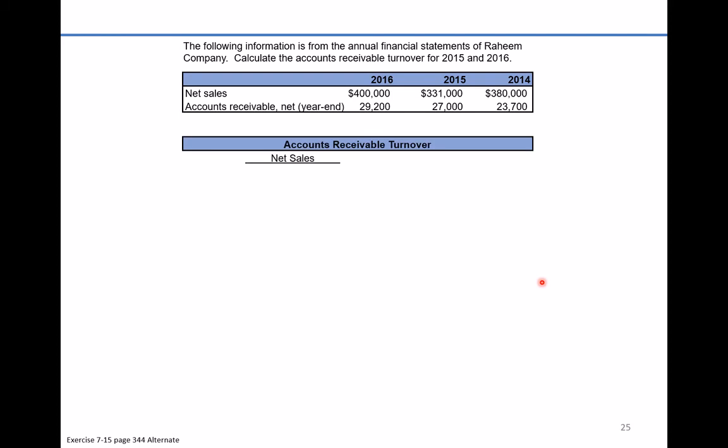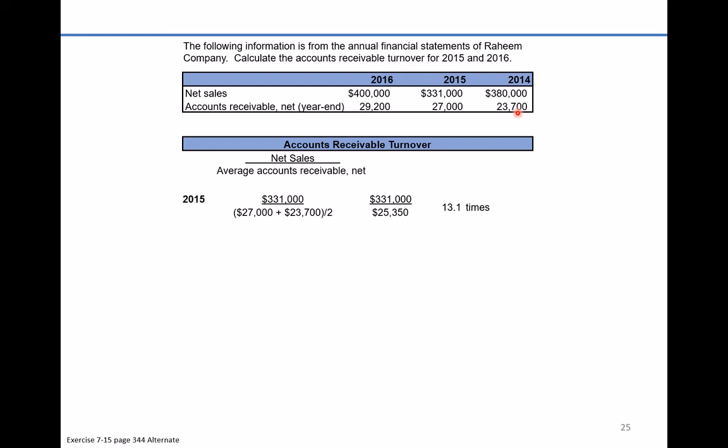So the accounts receivable turnover is net sales divided by the average accounts receivable. And for 2015, the data shows we had net sales of 331,000. Divide that by the average of 27,000 plus 23,700, and we'll see that that's 331,000 divided by 25,350. Divide that out, and we'll see that receivables were actually flipping 13.1 times. So 13.1 times throughout the year, receivables were being all paid out.